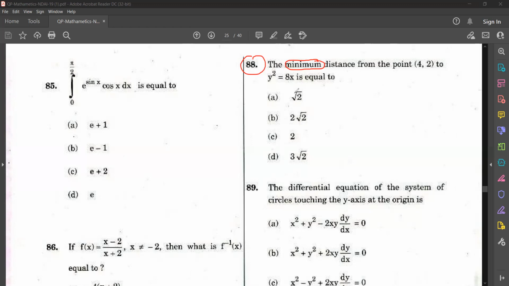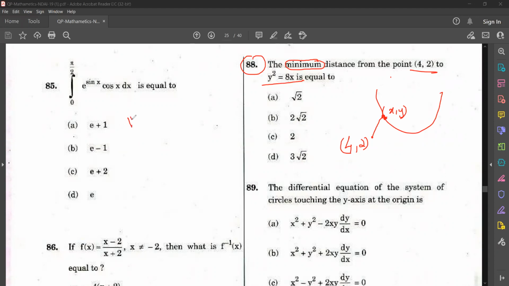See, they are saying you have to find the distance from this point to this curve, isn't it? Suppose (x, y) is a point on this curve. This equation resembles a parabola. So suppose (x, y) is any point on this parabola, and you have to find the minimum distance from the point (4, 2) to this parabola, or any curve, it's fine.